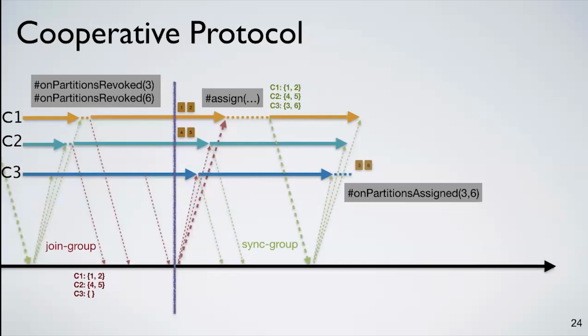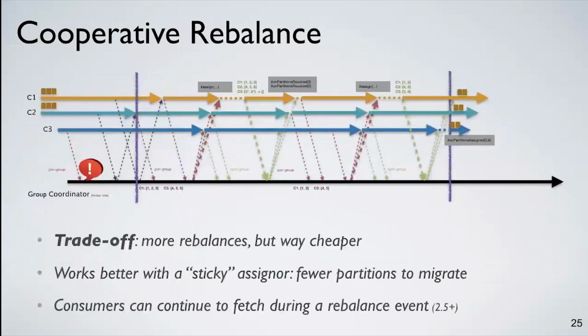And only C3 actually has anything to do at this point because it needs to call on partitions assigned on 3 and 6. But C1 and C2 have nothing to do because their assignment hasn't changed. So everyone can just happily go on processing. Right, so that's the cooperative protocol. You'll notice that we actually make this trade-off where we trigger a second rebalance, whereas normally there would have only been one. So the overall goal of this, of course, is that rebalances should be cheaper, they should have less overhead, and they shouldn't stop the world. So we think it's reasonable to trigger a second rebalance if they're going to be much more lightweight.